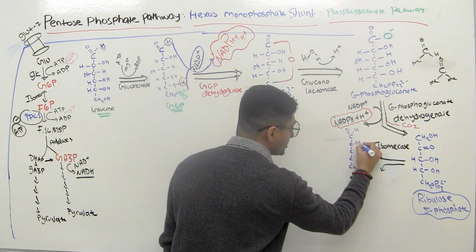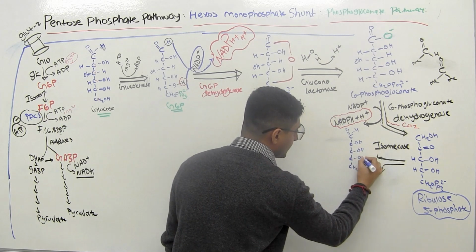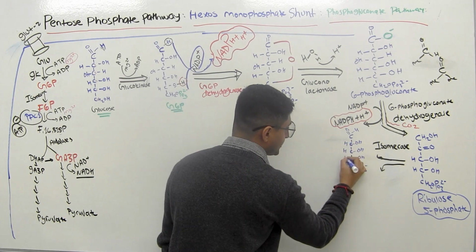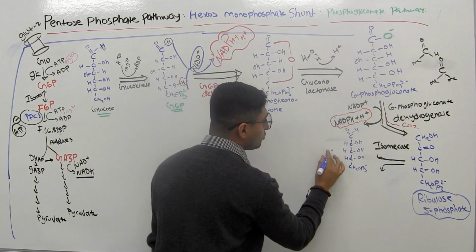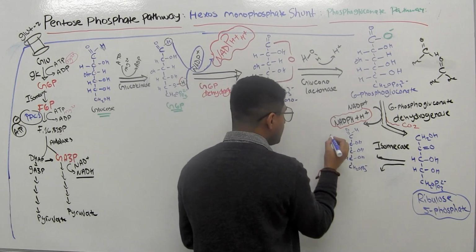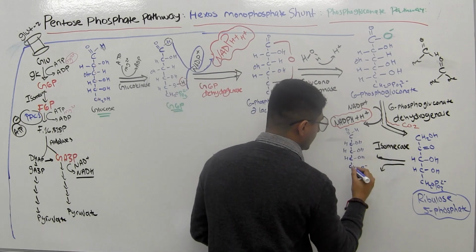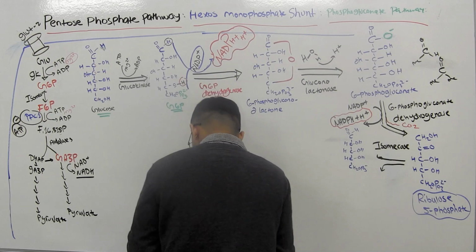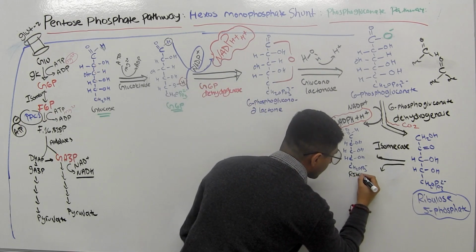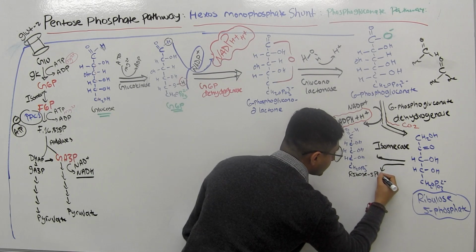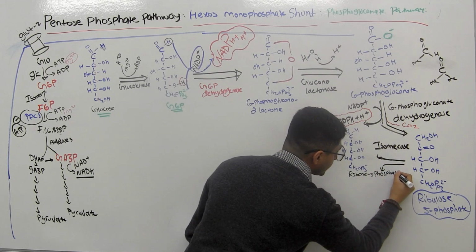And you're going to have OH here, OH here, OH here, and there's going to be H, there's going to be H. And this compound, what do we call it? Let me write it down here with the black color. It's called ribose 5-phosphate, guys, because it's 5.